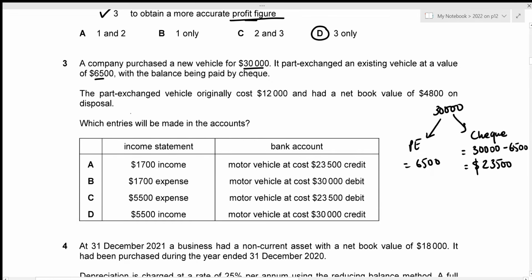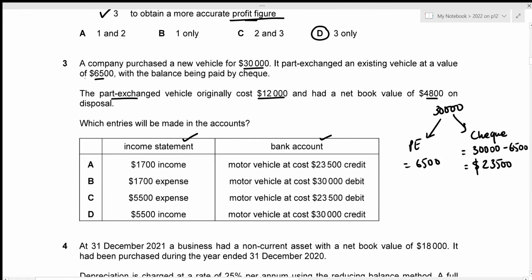All right. Then the part exchange vehicle originally cost 12,000 and had a net book value of 4,800 on disposal. We need to figure out which entries will be made in the accounts for income statement and bank account. Let's talk about income statement. We are basically part exchanging, which is equivalent to disposing a vehicle. So whenever there is a disposal of non-current assets, we need to figure out whether there is a loss or a profit. And in order to figure out the loss or profit, we just compare its net book value with the value that it obtained at the disposal.